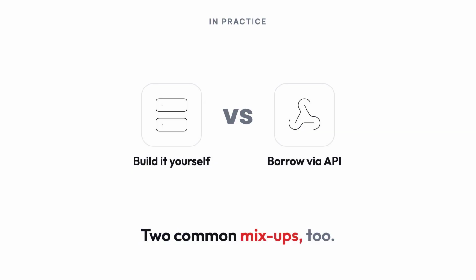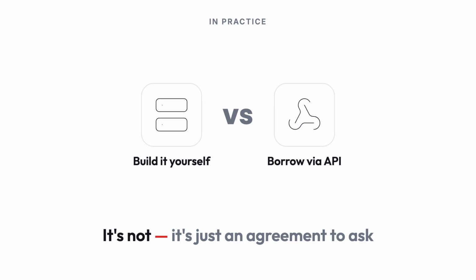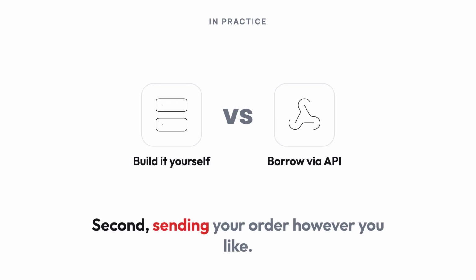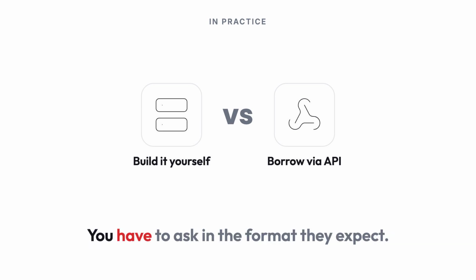2 common mix-ups too. First, thinking an API is a program you install. It's not, it's just an agreement to ask and answer. Second, sending your order however you like. The kitchen can't read an order that's not on the menu. You have to ask in the format they expect.